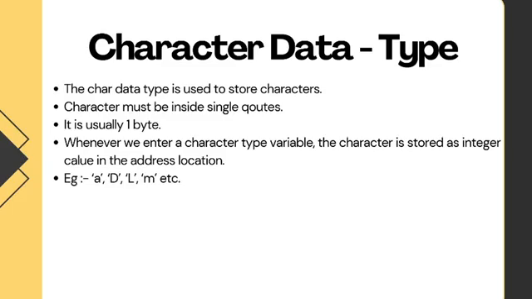Character data type. The character data type is used to store characters. A character must be inside single quotes. It is usually 1 byte. Whenever we enter a character type variable, the character is stored as an integer value in the address location. Examples: small a, capital D, capital L, small m, etc.